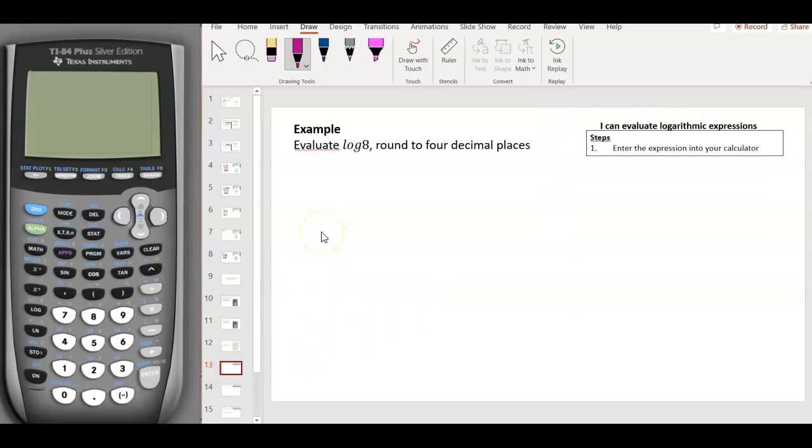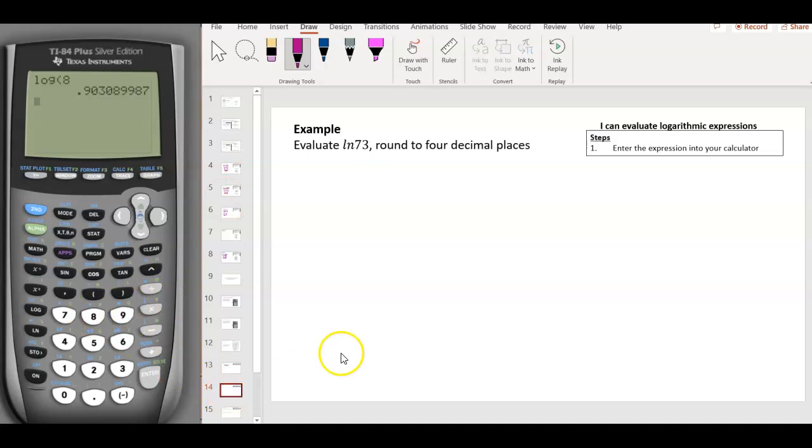So let's try evaluating the log of 8 and let's round to 4 decimal places because that's what we usually do when we are talking about values of logs. All you do is you click log and then you click 8 and then you hit enter. We're going to round to 4 decimal places. So this is 0.903 and we can round to 1.